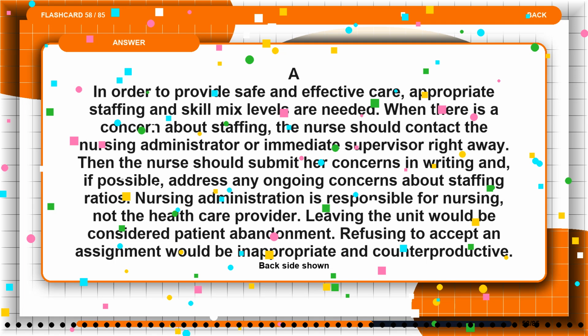The answer is A. In order to provide safe and effective care, appropriate staffing and skill mix levels are needed. When there is a concern about staffing, the nurse should contact the nursing administrator or immediate supervisor right away. Then the nurse should submit her concerns in writing and, if possible, address any ongoing concerns about staffing ratios. Nursing administration is responsible for nursing, not the health care provider. Leaving the unit would be considered patient abandonment. Refusing to accept an assignment would be inappropriate and counterproductive.